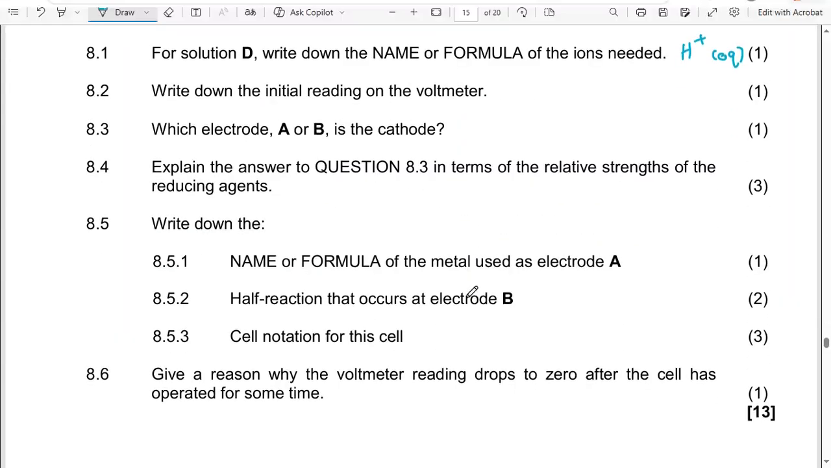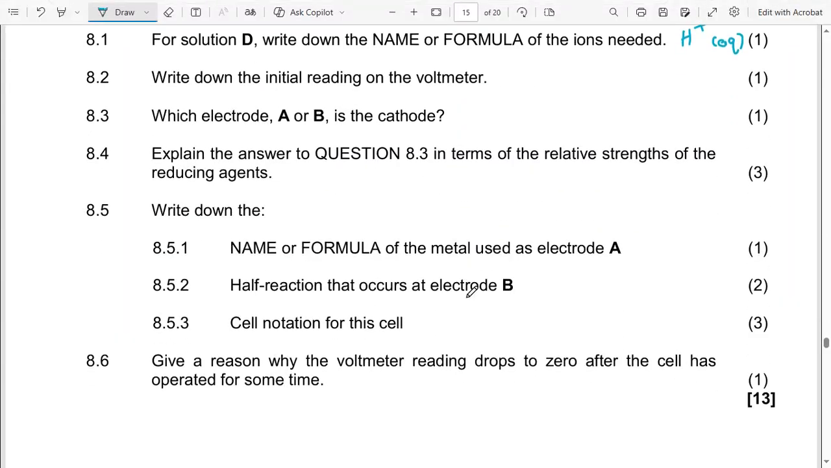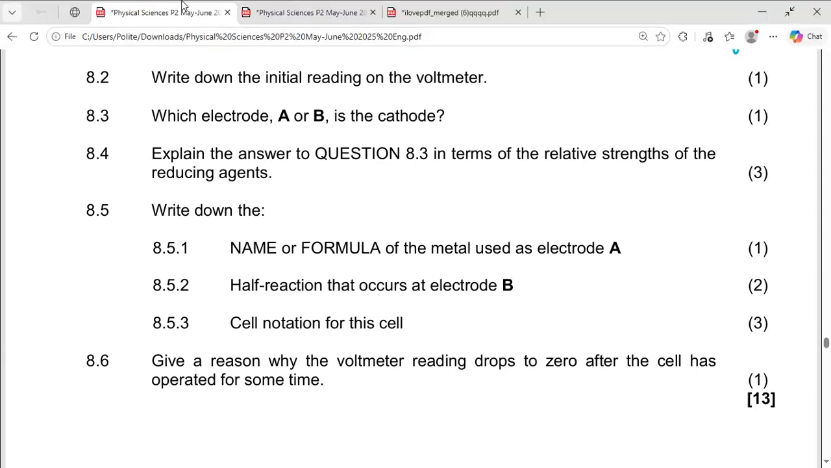The next question, 8.5, says write down the name or the formula of the metal used as the electrode A. I know that you guys already know the answer for this one. Let's examine the half cell and then we'll take it from there.